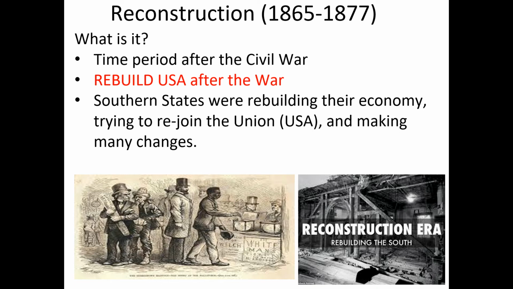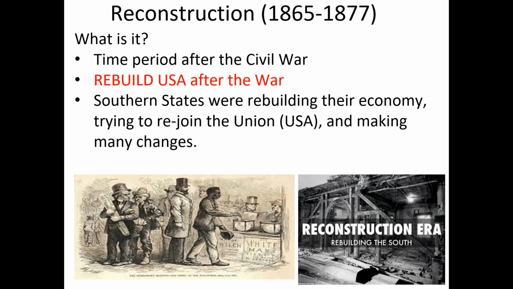And so now that the war's over, the USA has to go back into those places that have been virtually destroyed, and they have to figure out how to rebuild them, because the southern states need to figure out how they're going to make money now that the war is over. Because one of the things that happens after the war is that slavery is no longer going to be an option. Slavery is going to be banned, or abolished, or gotten rid of in the United States. And so now the South has to figure out a new way to make money.